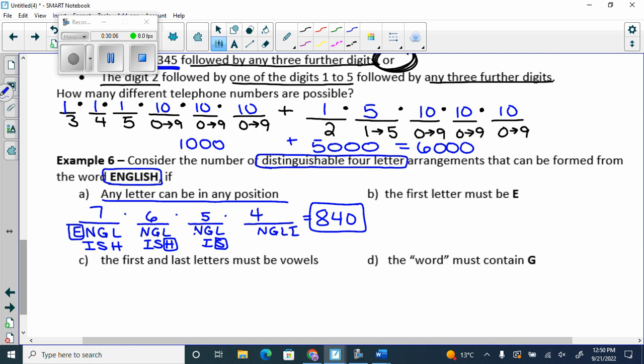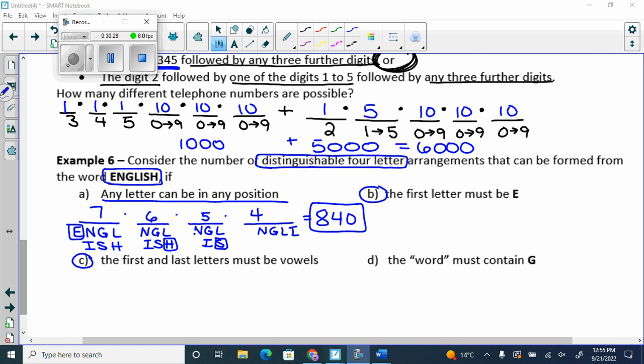I want you guys to try B and C on your own. B starts with an E. C is vowels, but the vowels have to be contained in the word English. So what vowels are in English? An E and an I. There are 2 of them. Okay? Can't use the others, they're not in English. So you can only use the ones that are. So try B and C.